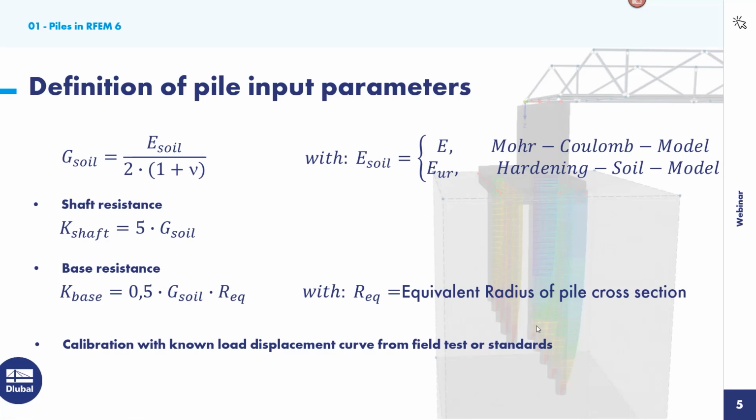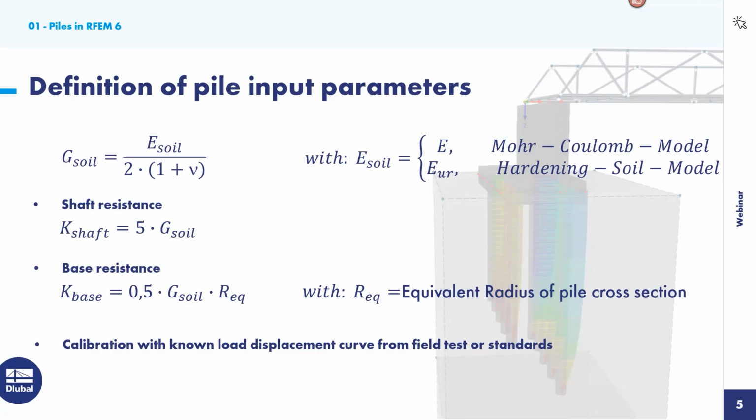You can take the E modulus from the surrounding soil. This means for the Mohr-Coulomb model, you would take the primary loading E modulus, and if it is the hardening soil model, you would use the unloading and reloading E modulus, E_ur. And with this E modulus and the Poisson value, you would be able to calculate the related shear modulus. And the shaft resistance and base resistance can be calculated from the shear modulus, as provided in these equations. And these equations are a first value for your input for your pile.